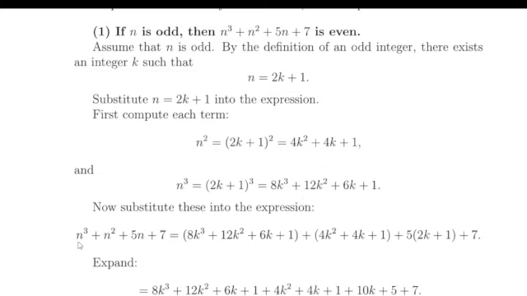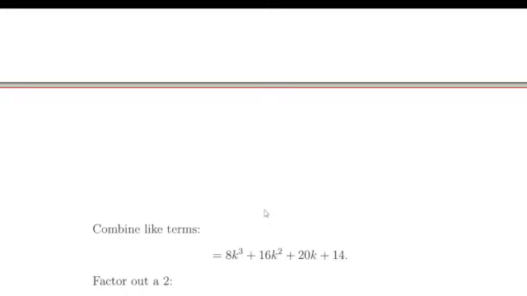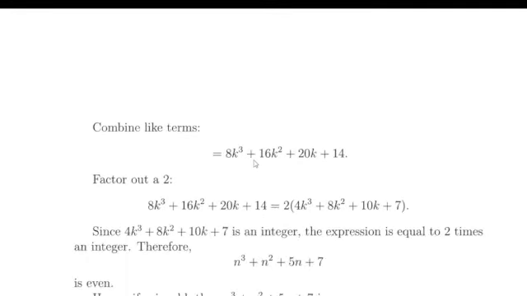So we're just going to plug it in here, simplify, combine like terms, and end up getting 8k cubed plus 16k squared plus 20k plus 14. And notice that these are all even coefficients, so we can factor out a 2, which means that it's even. And so if n is odd, then we showed that n cubed plus n squared plus 5n plus 7 is even. Now let's do the opposite.